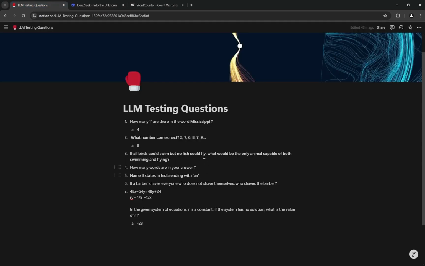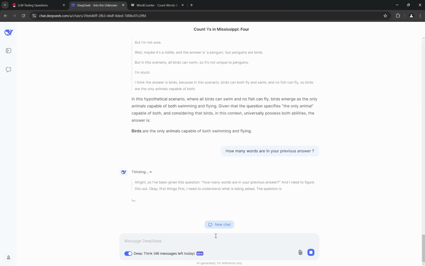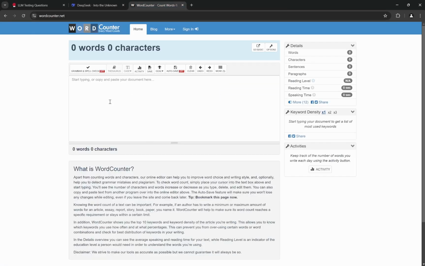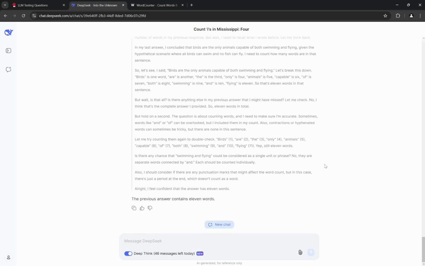And the next question is actually related to this. This is, how many words are in your answer? Normal LLM models generally cannot do this. So what I'm going to do is ask this in your previous answer. I'll just add this one and let's see. I also have the word counter and I would actually cross check. This is something which can be difficult.